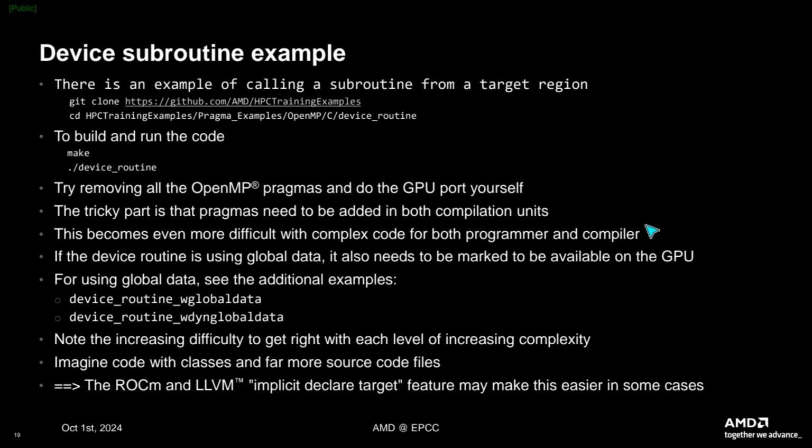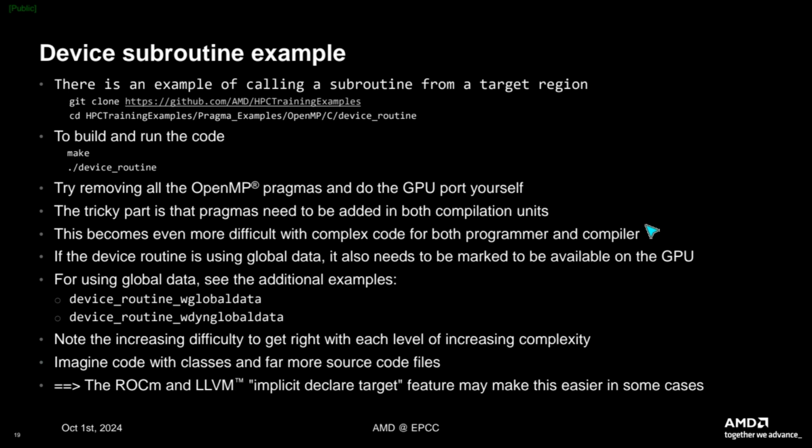And we really do encourage you to try removing all of the OpenMP pragmas and then to do the GPU port yourself just to see what goes wrong. Because the tricky part is that all of the pragmas need to be added in both of the compilation units. And this becomes even more difficult with complex codes for both the programmer and the compiler. And I'm assuming most of us are going to be working on complex codes here, right?